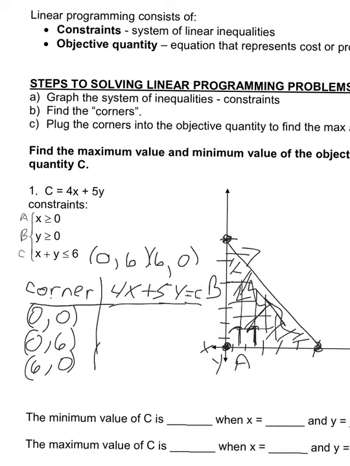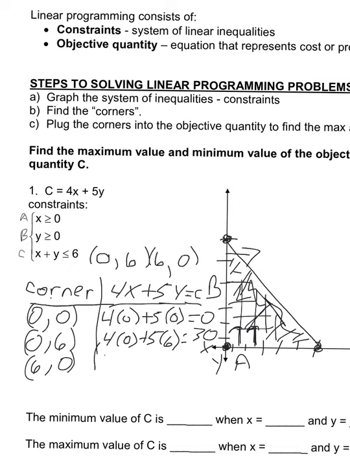Okay, so on the first one, 4, plug in the x value, which is 0, plus 5, plug in my y value, which is 0, and that equals 4 times 0 is 0, 5 times 0 is 0, so that equals 0. Second one, 4 times my x value, which is 0, plus 5 times my y value, which is 6, equals, so 4 times 0 is 0, 5 times 6 is 30.